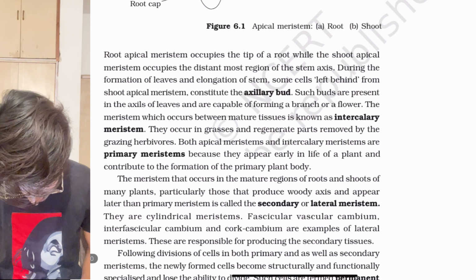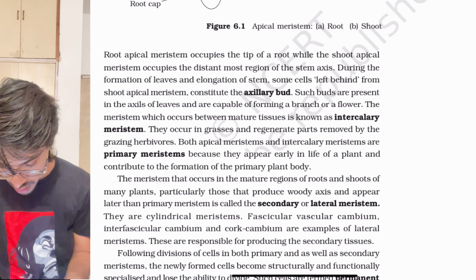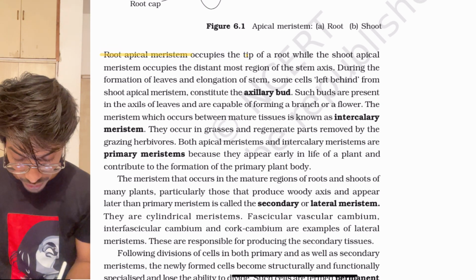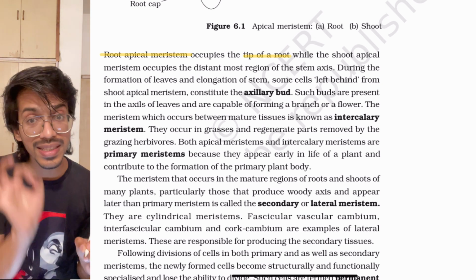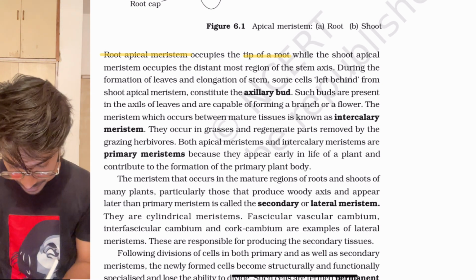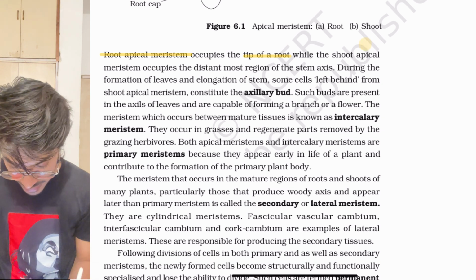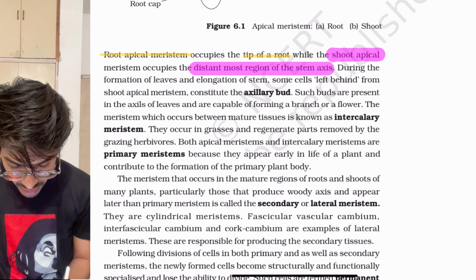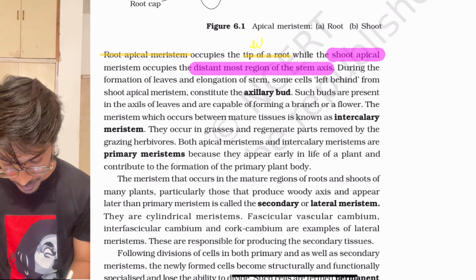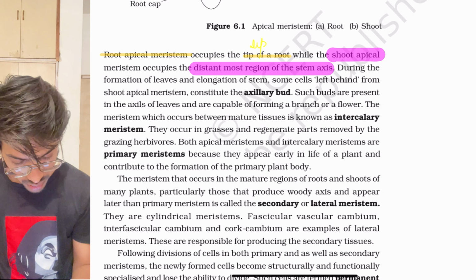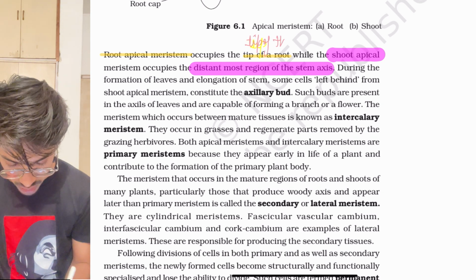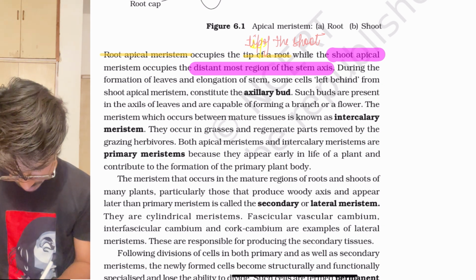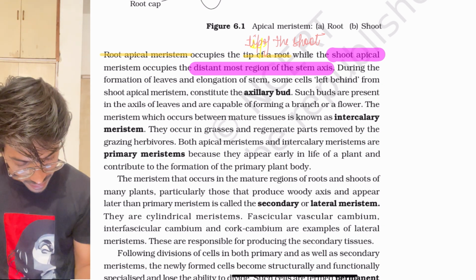Okay. Now let's quickly see what is happening over here. They have talked about the root apical meristem. I am quickly telling you what questions they can form. They will ask where it is present: at the tip of the root. I have told you that it is subterminally present. This also you have to remember. Then moving on, they are saying the shoot apical meristem, which occupies the distant most region of the stem axis. Distant means the tip, that is the tip of the shoot.